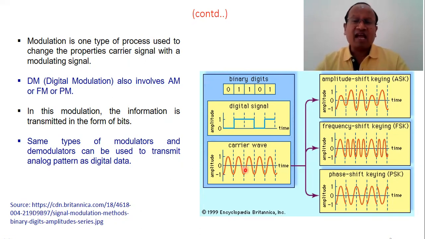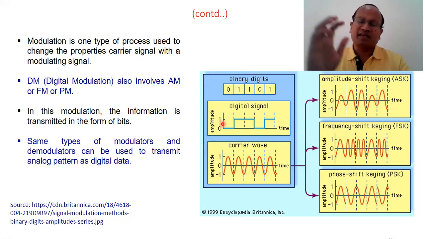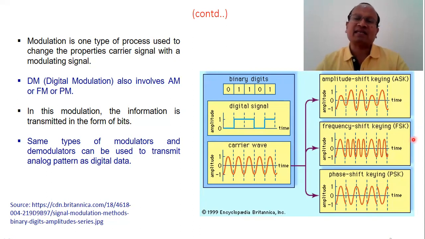Okay, and the characteristic, which is amplitude here, the amplitude of this carrier signal, is changing in accordance with the instantaneous value of the message signal, which is given here as a digital signal. Now you can see FSK, which is frequency shift keying. FSK. Now what is happening?